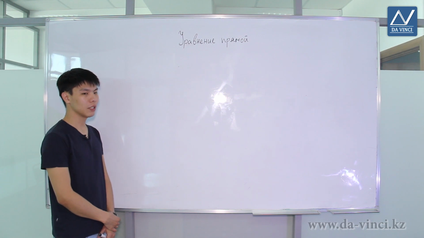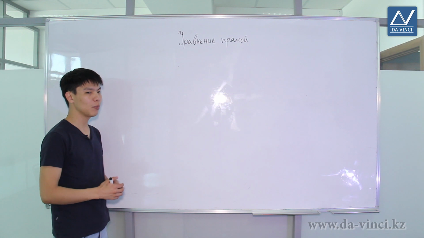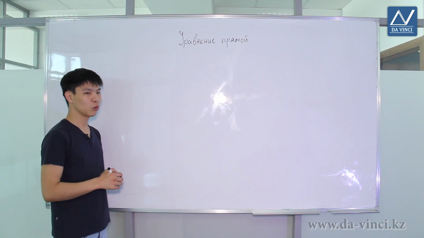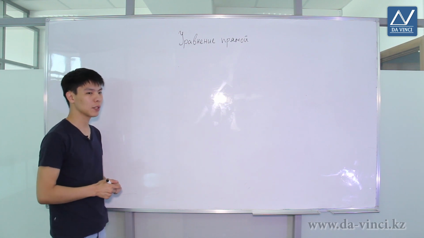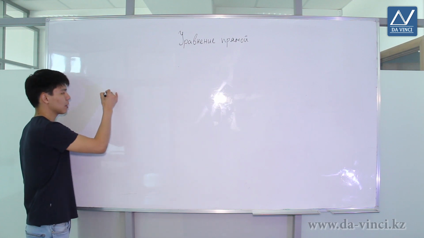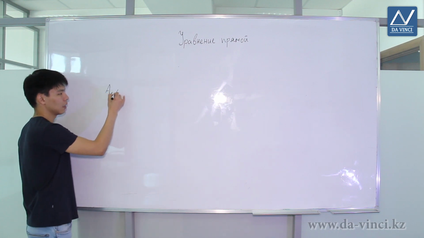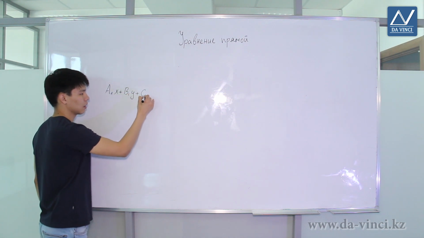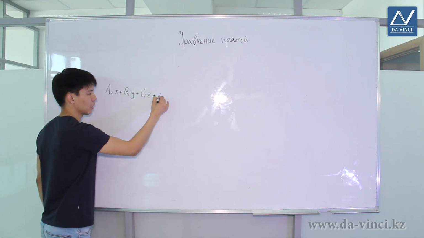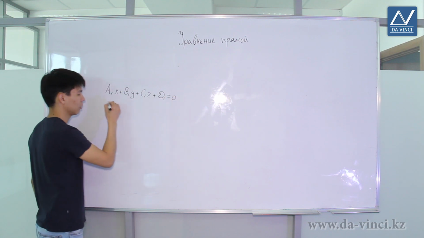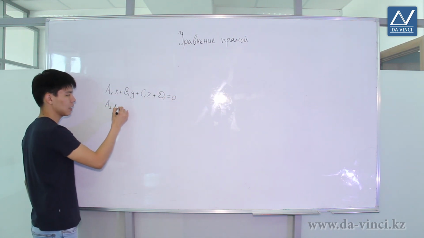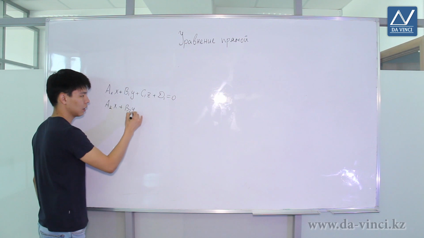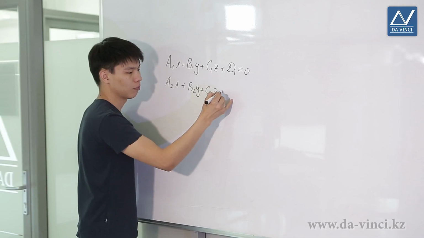Let's consider one more kind of drawing up the equation of the line. We remember that 2 planes intersect in a straight line in space. Thus we can set some line as the intersection of 2 planes. So let's have 2 planes, A1x plus B1y plus C1z plus D1 is equal to 0, and the second plane, A2x plus B2y plus C2z plus D2 is equal to 0.